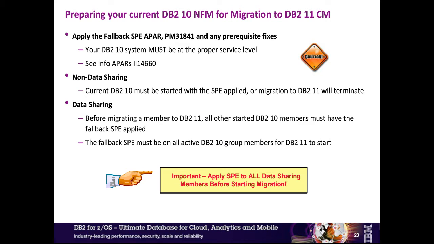One thing that Db2 checks before migrating is that you have the fallback SPE APAR and the prerequisites applied to your system. This applies to both a non-data sharing and also a data sharing system. So you need to look at the info APAR, II14660, and Db2 will check on the migration that the right prerequisites are actually in place. So if it's data sharing, you must apply it to all members of the data sharing group before starting the migration. Now let's turn to slide 24.